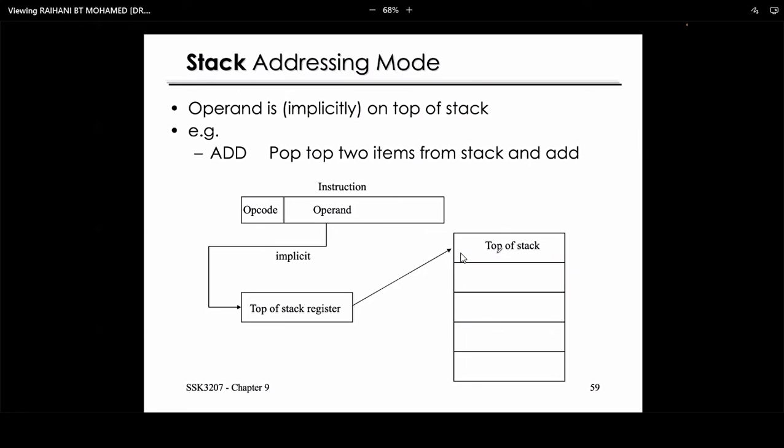Okay, for example, you want to do the add here. Pop the top two items from the stack and add. Okay, pop the top two items, so any two items from the stack, and add. So this is the pop of the stack register, and then it will refer to the top of the stack in the segmentation because it will look into the top of the stack. That's why the stack addressing mode is implicitly on top of the stack.